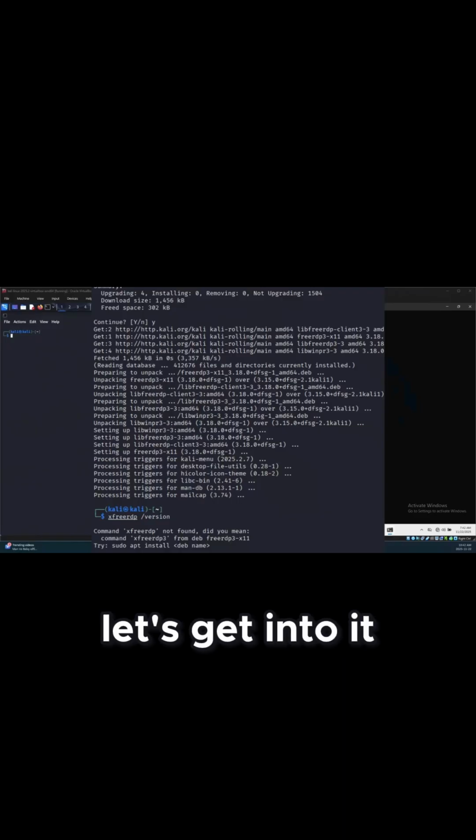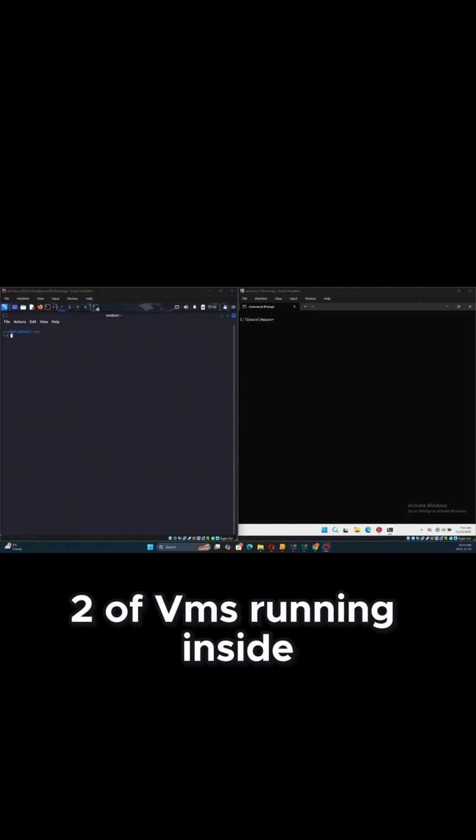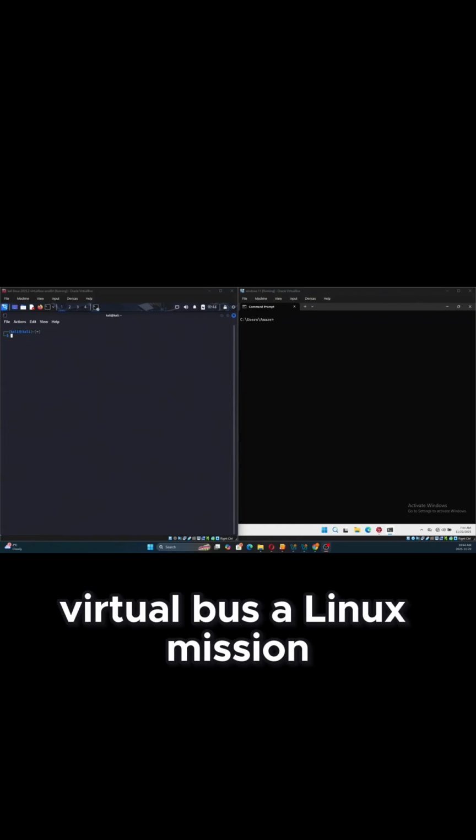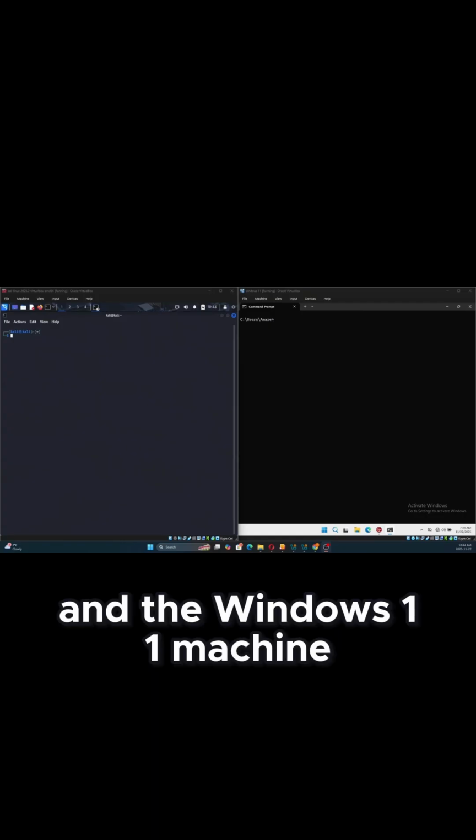Let's get into it. Here I have my two VMs running inside VirtualBox, a Linux machine. This will be the system under attack, and the Windows 11 machine. This is where the attacker will pivot.